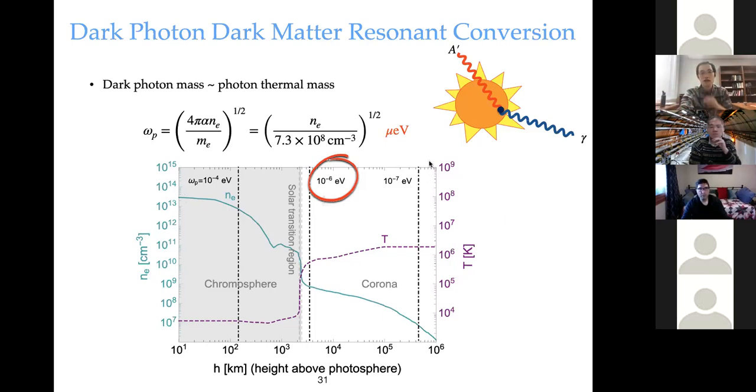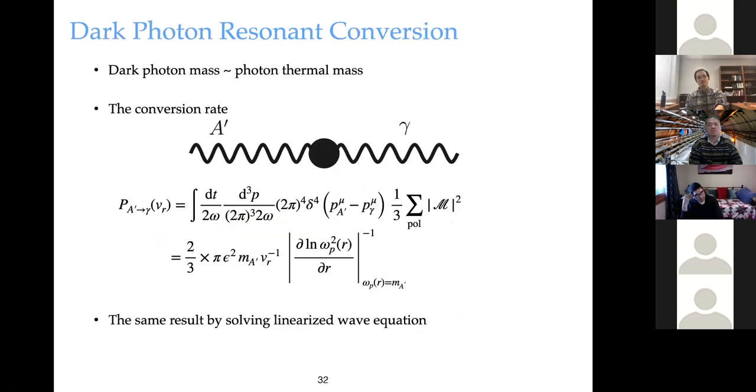And then let's just convert to the thermal mass. You see that in the coronal region the thermal mass is 10 to the minus 6 eV, or here 10 to the minus 7 eV, and in the chromosphere you get 10 to the minus 4 eV. So this plot already translates the number density of electrons to the thermal mass of the photon, and that can also be converted to the mass of the dark photon. So this plot already gives you which range of dark photon mass the sun can probe.